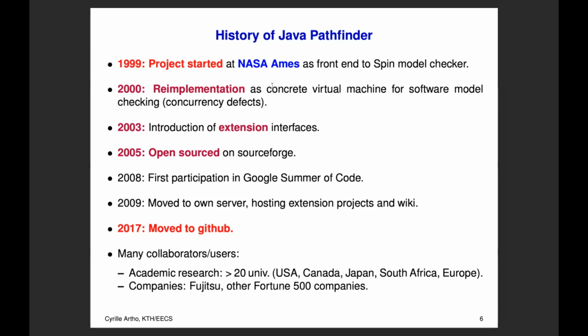Then in 2008, JPF participated in Google Summer of Code for the first time, and we've been included in most years since. So a lot of the development was sponsored by this Google Summer of Code. And later on, it moved to its own server, which was then replaced by GitHub user group where it currently resides. Over time, more than 20 universities have been involved worldwide. The community is maybe slightly smaller again now, but we hope to grow it again. And also, there are several companies that have used it. Fujitsu has even published a paper at the JPF workshop once.